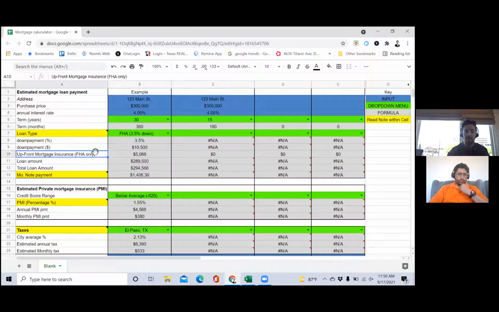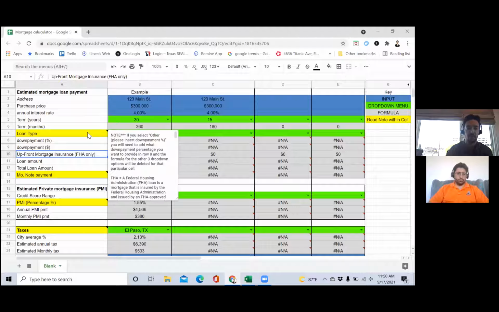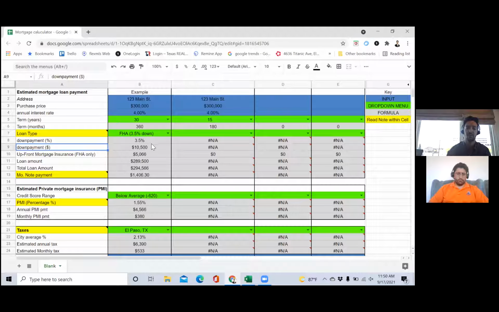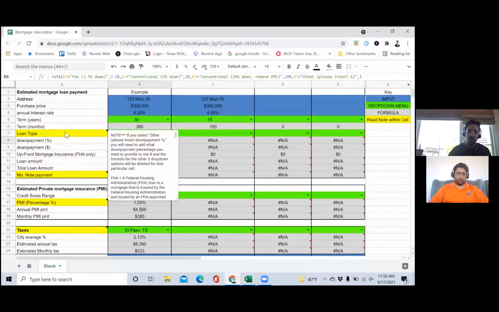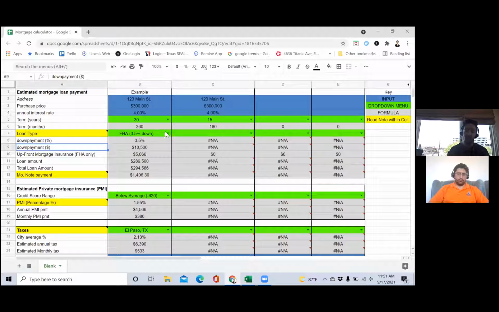Now, loan type. I do want to focus on this because a lot of people don't understand the difference between an FHA and a conventional loan. FHA is an insured loan, insured by the Federal Housing Administration. It is usually for first-time home buyers for the most part. And if you already have an FHA loan, usually your following loan will not be FHA, but it is an okay option for certain people.